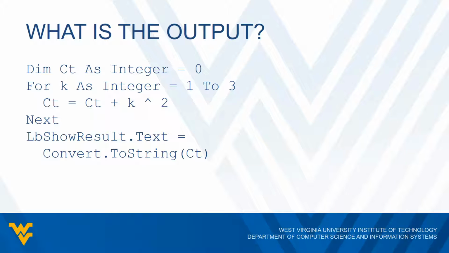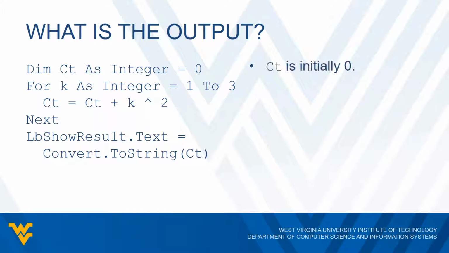We'll do one more example. So we're still using a for next loop, and we see that we're changing the body of the loop a little bit. We're even changing the range of the value of k. So with those changes, take a look at this and see if you can determine what our output is going to be.